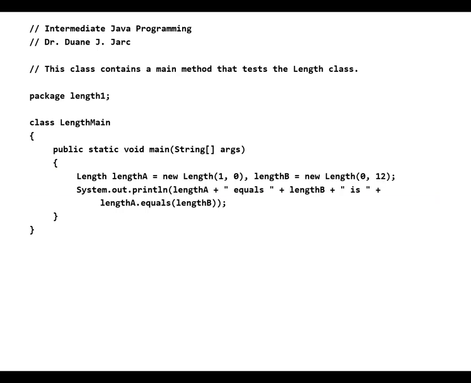Next, let's examine what is needed in the main method that will be used to test it. We instantiate two length objects, one that is 1 foot, the other 12 inches. Then we display both objects by calling the inherited toString. Recall that the call to toString happens implicitly whenever objects are concatenated onto strings. We also call the inherited equals method to compare the two objects.